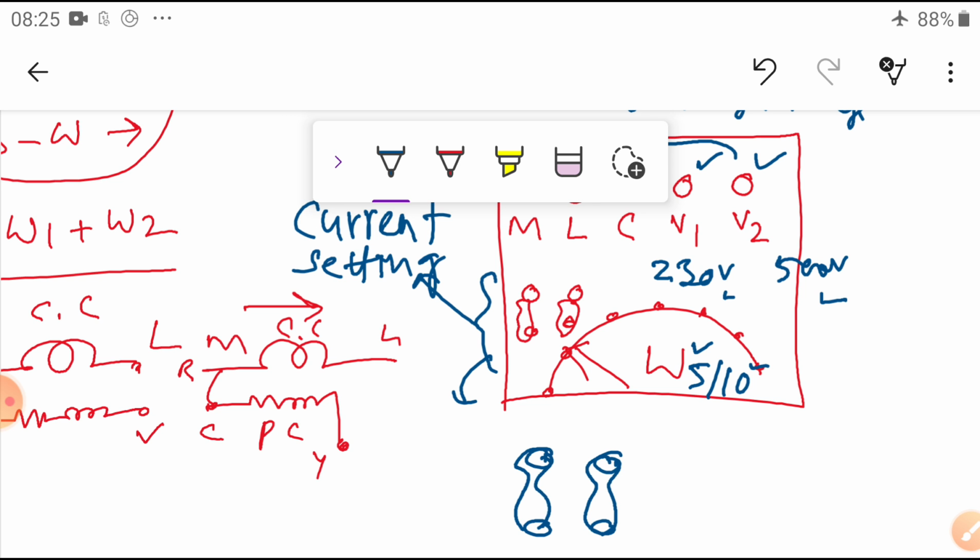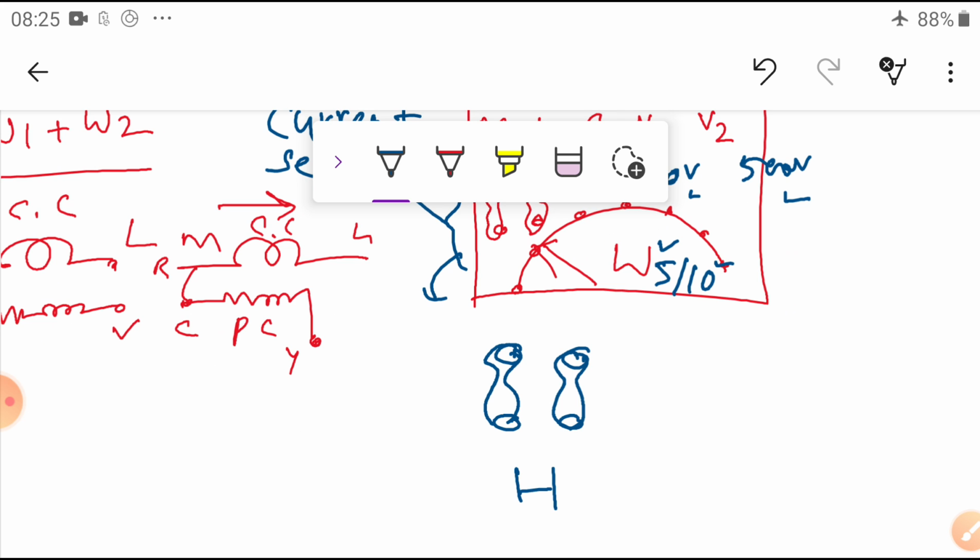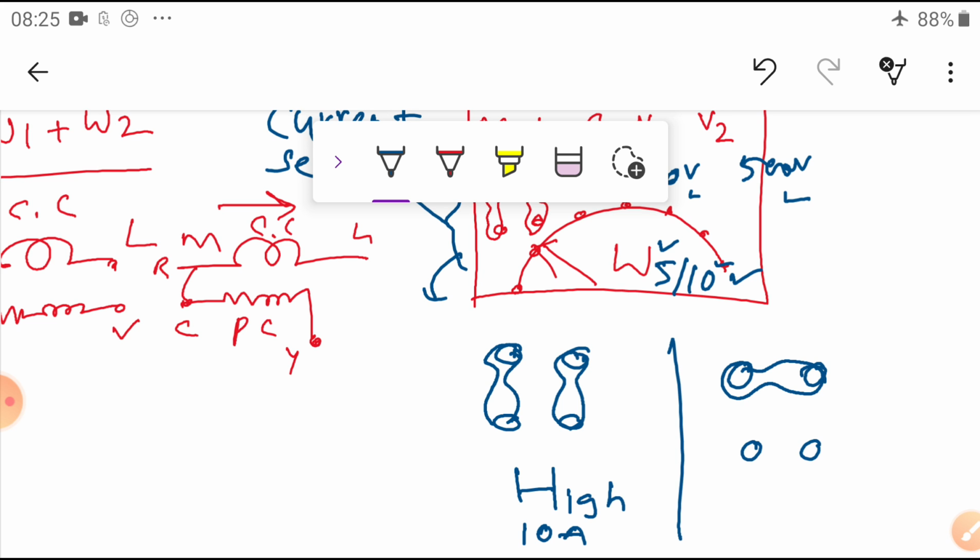Now what happens? This is the high range, similar to H, high range. High means 10 amperes here. You can use the high range of 10 amperes. If you connect these two terminals in the other way, this is connected in such a way, and this is connected in such a way, then this is the low range, L, simple L. What is the low range given? Here 5 by 10, 5 is 5 amperes.